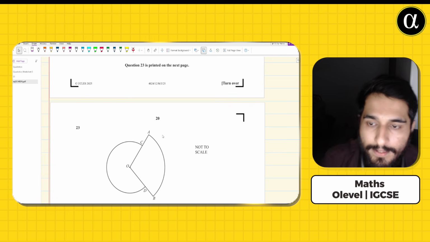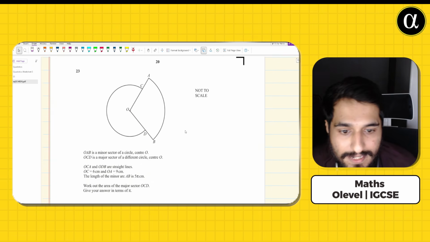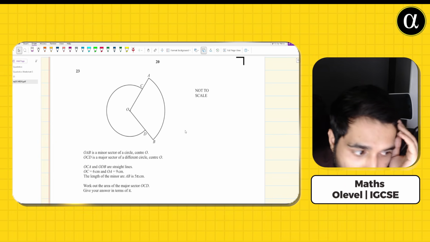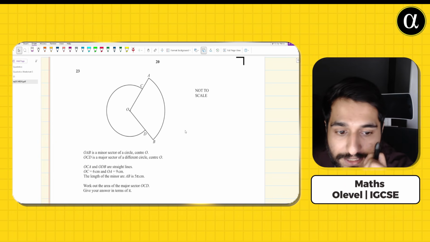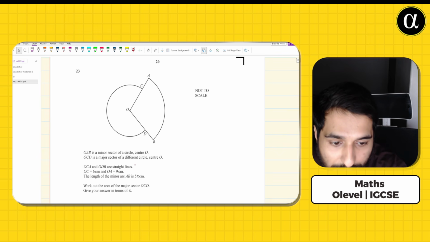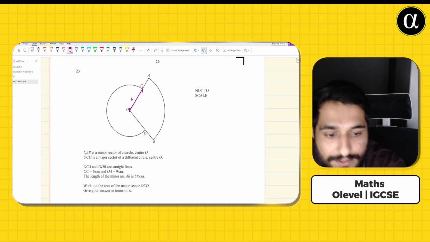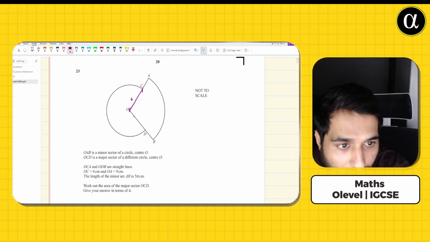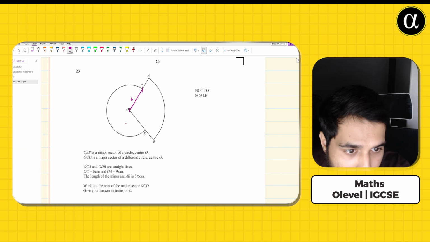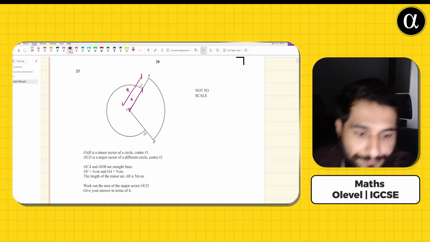Now let's move on to question number 23. Question number 23 says that OAB is a minor sector of circle with center O, and OCD is a major sector of a different circle with center O, where OCA and ODB are straight lines. OC is equal to 6. So this part is going to be 6 from O up until C. This is 6, and it further says that OA is going to be 9, which means this part is supposed to be 9. The whole radius over here is going to be 9.